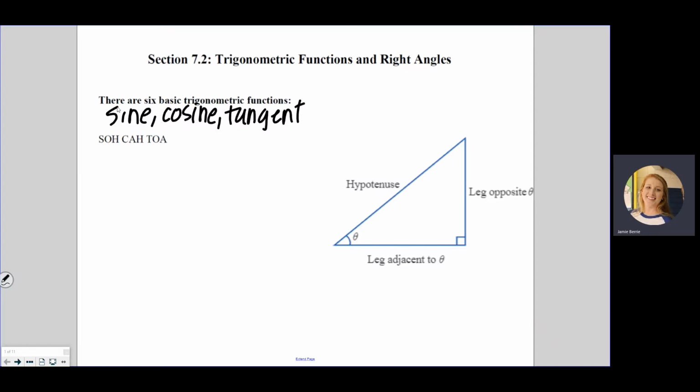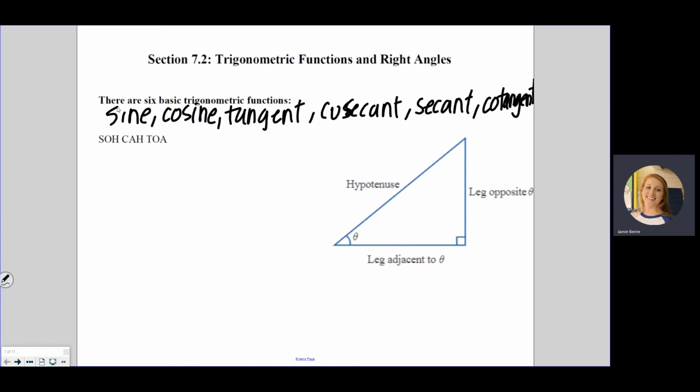And we also have what are called our reciprocal functions. Those are cosecant, that's an S, cosecant, secant, and cotangent. Whenever we are referring to right triangles, we have this little saying that helps us remember how those trig functions relate to the sides of the triangle.